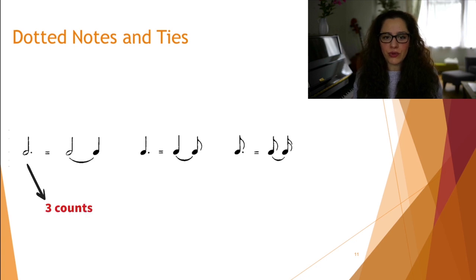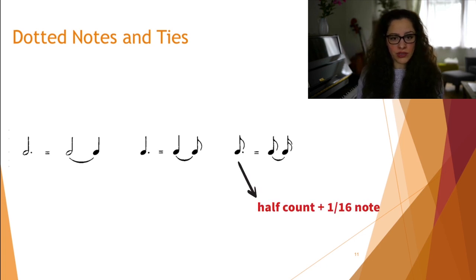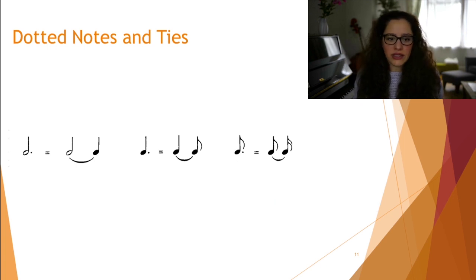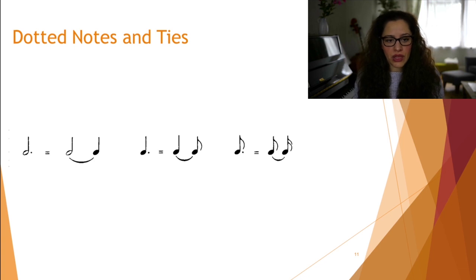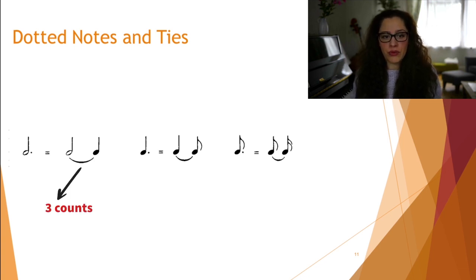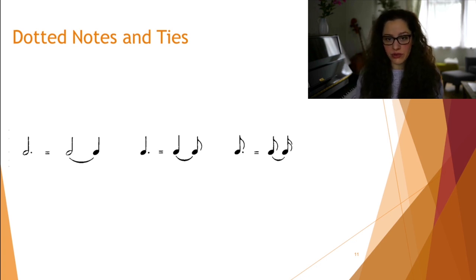So for example, this minim with the dot will be 3 counts, the crotchet with the dot will be 1.5 counts, and then the quaver with the dot will be a quaver plus a 1/16th note, or a semiquaver. Now have a look at the notes next to the dotted notes, the ones with the curved line. That in music is called a tie, and it has the same meaning as with the dotted notes. So the minim with a tie and a crotchet will be 3 counts in total, meaning that you have to hold it through, and then the crotchet tied to a quaver will be 1.5, and so on.